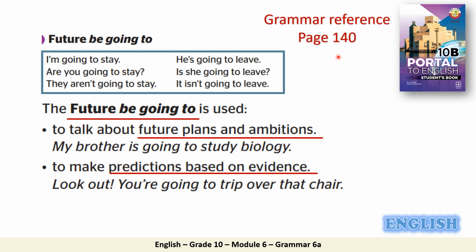Now let's move on to our student books page 140 with the grammar reference and try to highlight the important information we need to focus on when we are studying for the future tenses. The first one, the future be going to, is used to talk about, as I said earlier, future plans and ambitions. My brother is going to study biology. This is his future plan. Also, we can say to make predictions based on evidence, something that you see. Look out, you're going to trip over that chair.